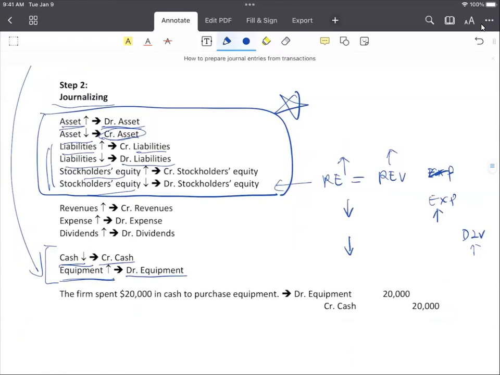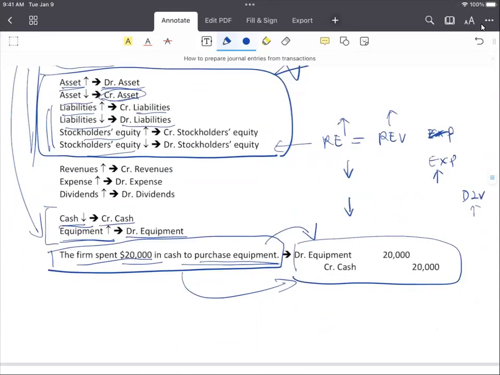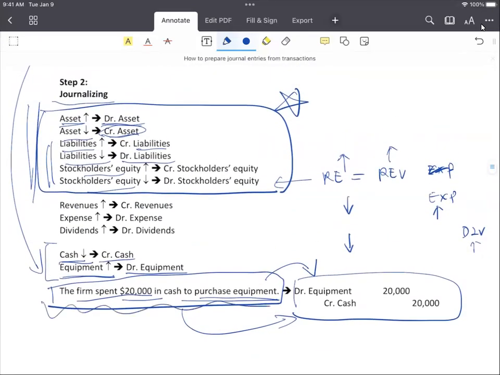As a result of all of those rules, the business transaction, where the firm spent 20,000 in cash to purchase equipment, can be written as debit equipment 20,000 and credit cash 20,000. Based on those rules, we are able to turn a fairly complicated transaction into something simple. If we used words to describe this transaction, it takes about 9 words. We can greatly simplify it into just a debit account and a credit account, and it is also standardized.